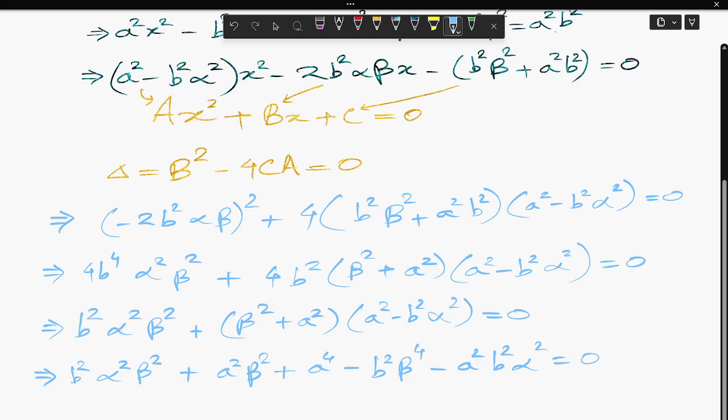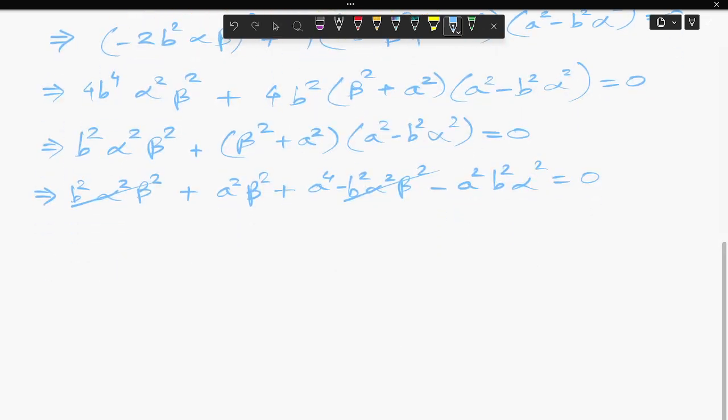Have I done any other mistake here? Okay, 4b square will be common out, so we will get a square beta square plus alpha a to the power 4 minus, yeah, this thing will be cancelled out. Minus b square alpha square beta square. So this thing and this thing will be cancelled out. So there are no mistakes here.